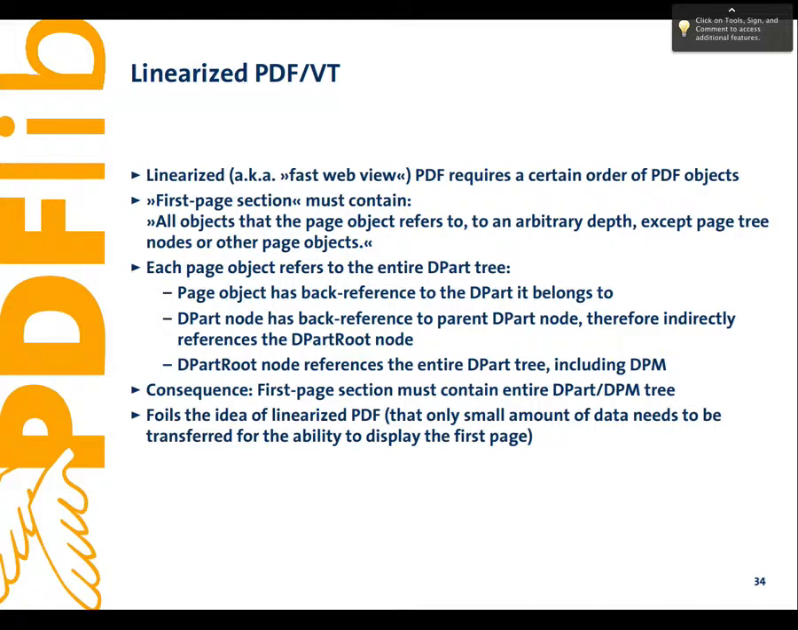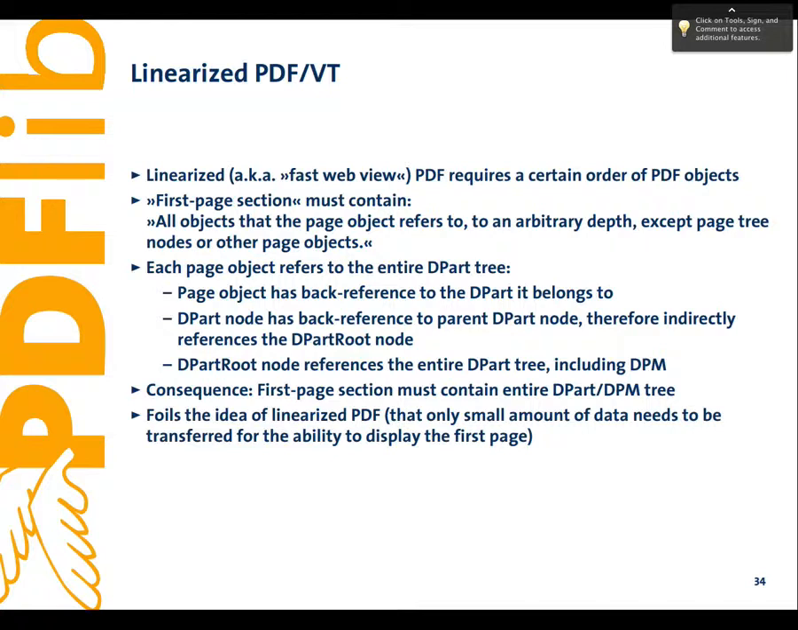Unfortunately, every page in the PDF document by definition refers to the whole document part tree. Each page object has a back reference to the document part it belongs to. Each document part node, I didn't have that on my slide, has a back reference to its parent document part node, which in the end goes up to the document part root node, which in turn goes down and references all the document part nodes in the document, which means there can be a really huge data structure put in the first section, which somehow foils the intention behind linearized PDF.